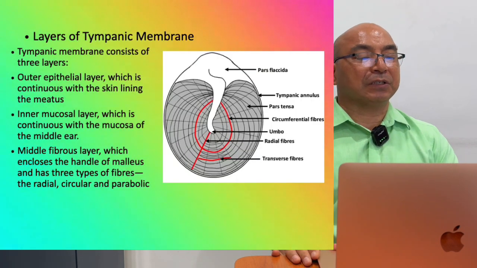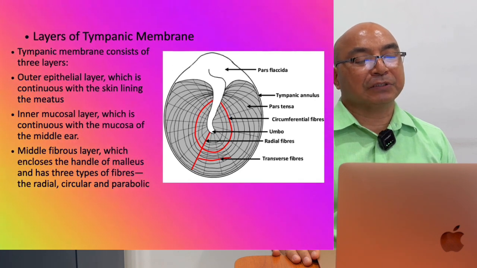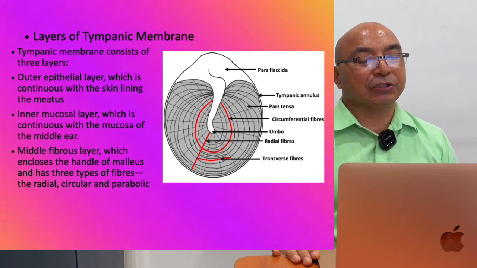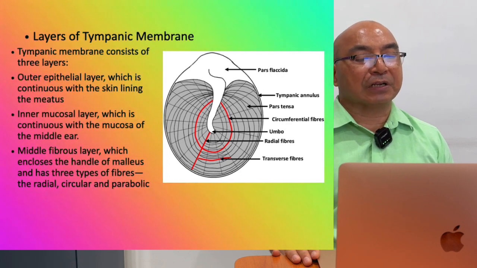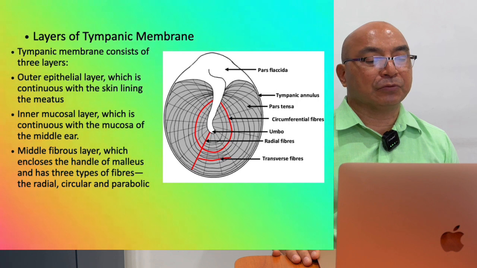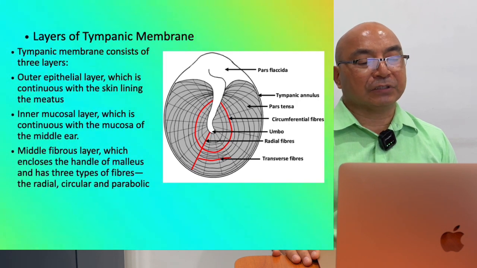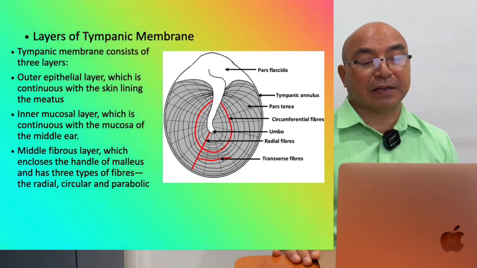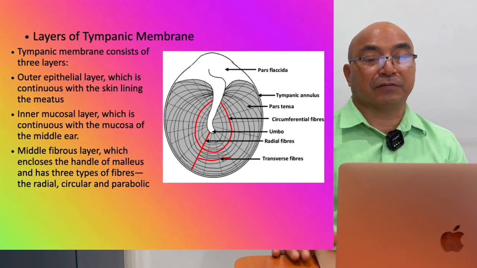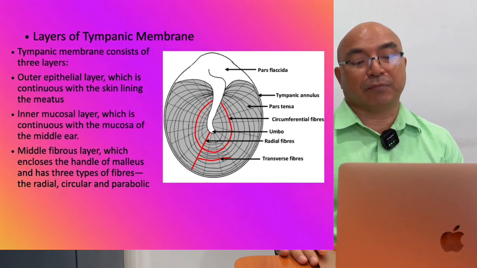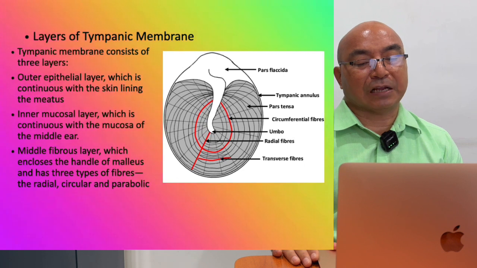Now, layers of tympanic membrane. The tympanic membrane consists of 3 layers. The outer epithelial layer, which is continuous with the skin lining the meatus. The inner mucosal layer, which is continuous with the mucosa of the middle ear. The middle fibrous layer, which encloses the handle of the malleus and has 3 types of fibers: they are the radial, circular, and parabolic. And as you are seeing here, there are also some transverse fibers.